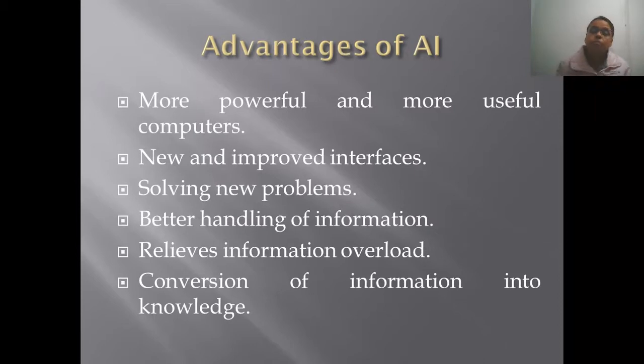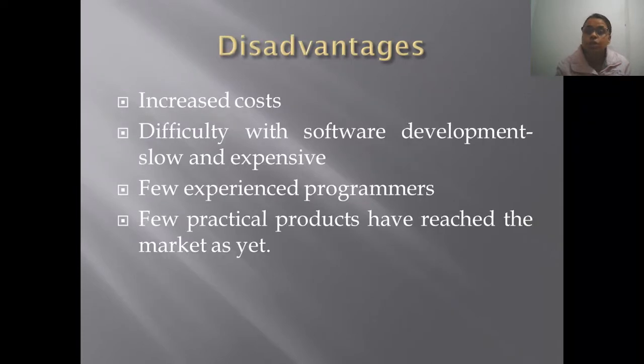Now come to the advantages of artificial intelligence. What are those advantages? It gives the most powerful and more useful computers. Okay, and there are new and improved interfaces also, solving new problems, better handling of information, relieving information overload, and conversion of information into knowledge. These are some of the advantages of artificial intelligence. And of course, if advantages exist, disadvantages also exist. What are these disadvantages?